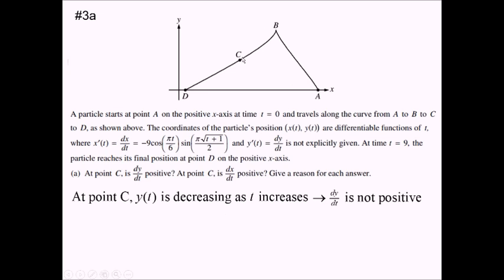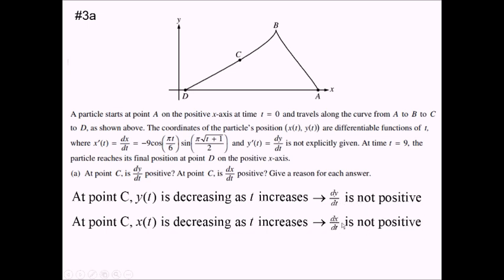Now at point C, we can talk about x. We're going left, so that means x of t is decreasing as time increases. So dx over dt cannot be positive either, because these things are going in opposite directions. Time is going up, x's are going down. So that would be a negative slope. So then we can write dx over dt is not positive.